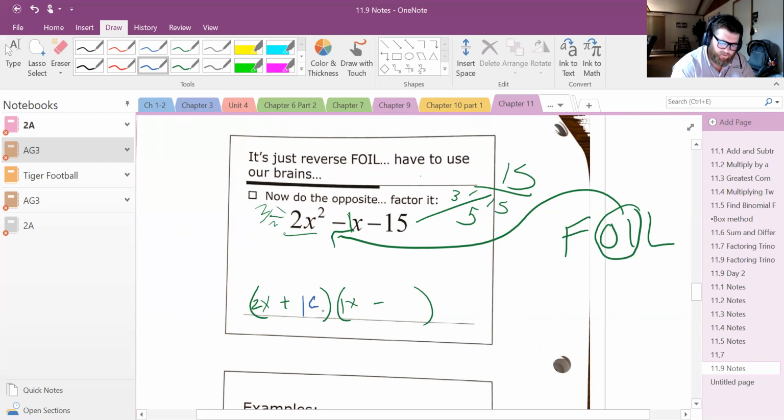What if I do this? What if I switch them around? Let's see. We have 2x on the outer. The inner is going to be negative 2x. The inner is going to be 15x. Negative 2x plus 15x is not negative 1x. That means, guess what? We're not going to use 1 and 15.